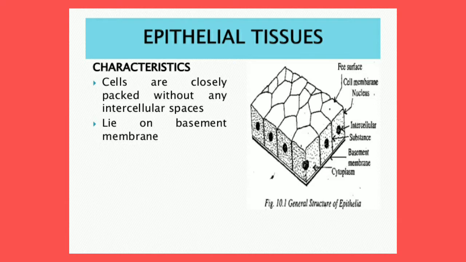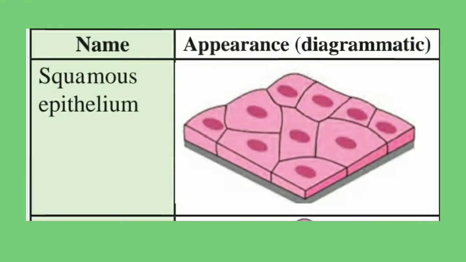Any material that enters the body first encounters the epithelial tissues. Cells of epithelial tissues are separated from the cells of other underlying tissues by a fibrous membrane. So, there are different types of epithelial tissues. Let's study them one by one. So, the first type is squamous epithelium.